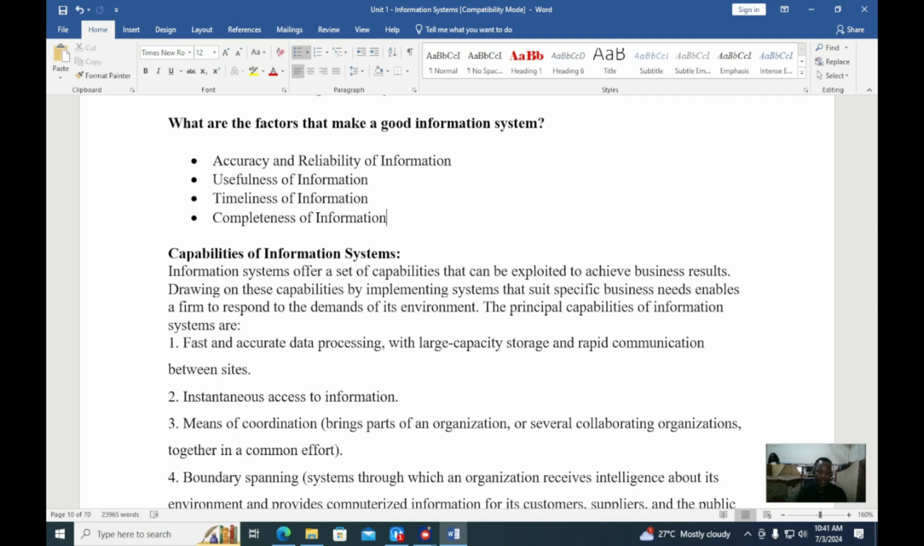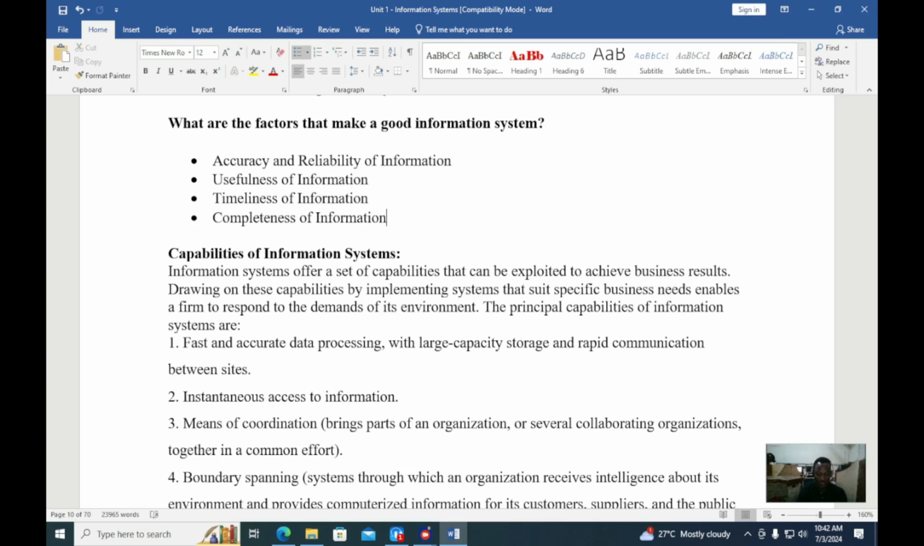So again, we have the capabilities of information systems. Information systems give us a number of capabilities that we can take advantage of to make sure that we are achieving some business results. Looking at these capabilities, we can implement systems that are going to be specific to our business needs, so that we are able to respond to demands or problems caused by the environment, and even from the internal aspect of the business. So the principal capabilities of information systems include: 1, they are fast and accurate in terms of data processing.